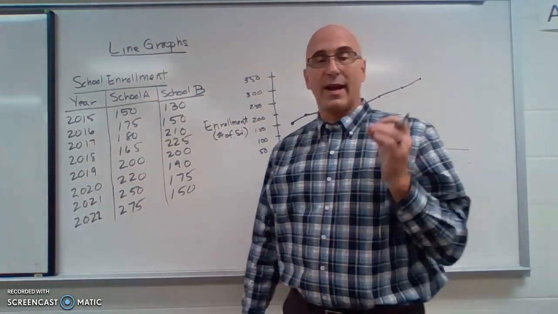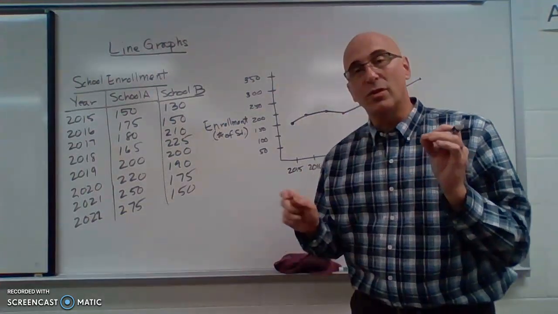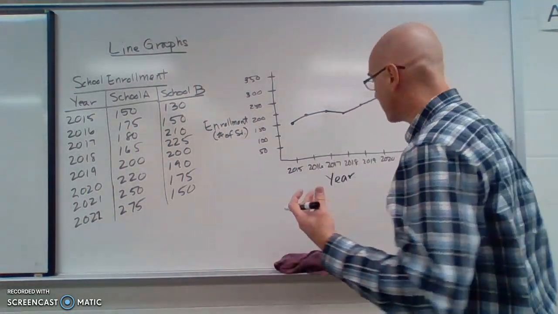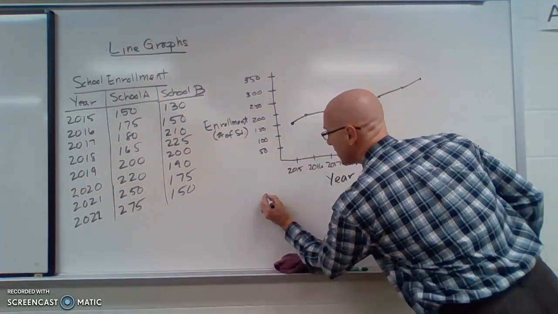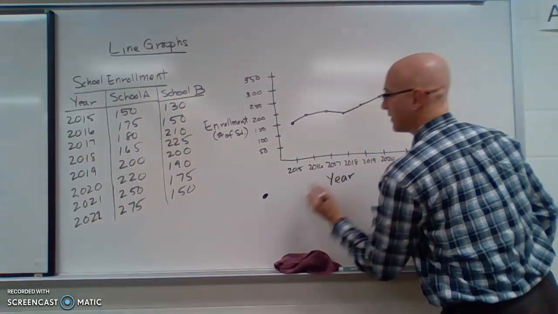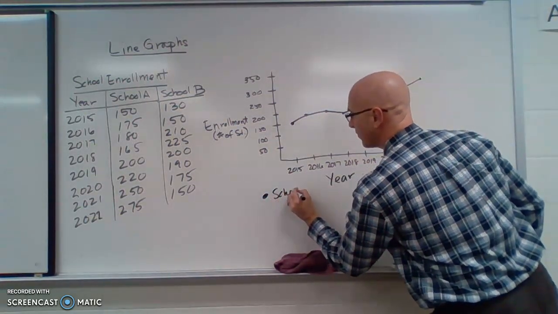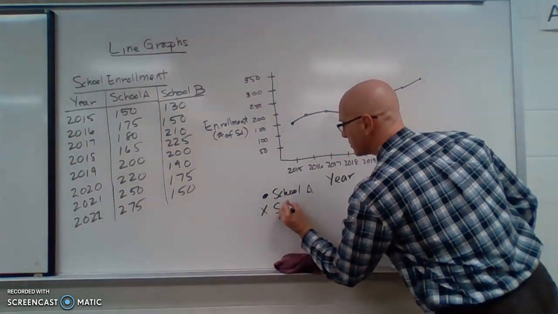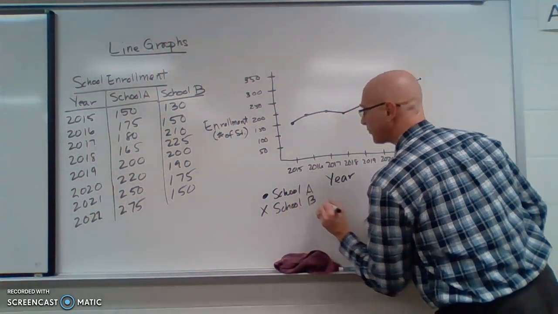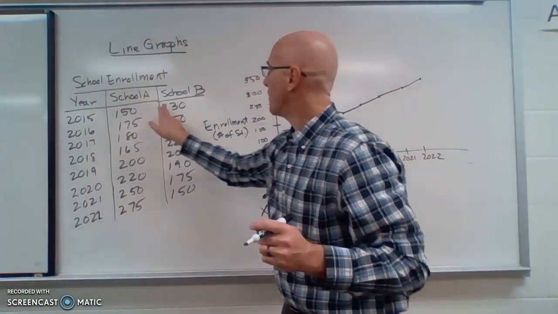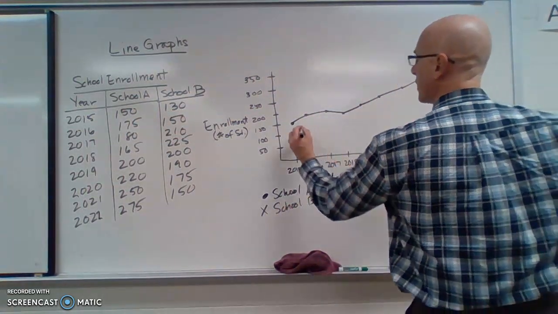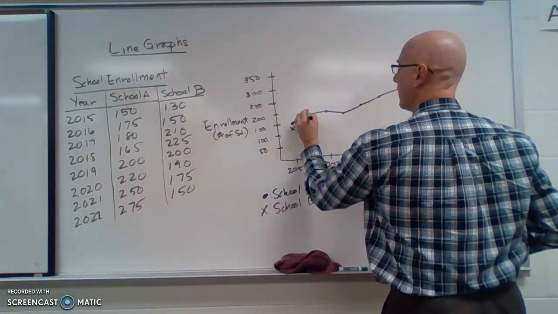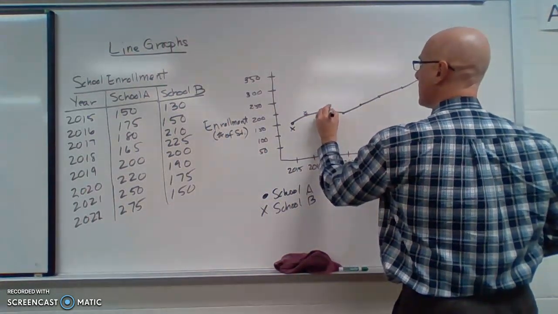Now I'm going to represent it on the same graph. Now what we have to do is have a key, like we did with our double bar graphs. So I'm going to say this dot, the points represented by the dots, that's school A. And then I'm going to choose a different symbol for school B. I'm going to say an X. So that's school B. So now, in the year 2015, this school started off at 130, which is right here about.